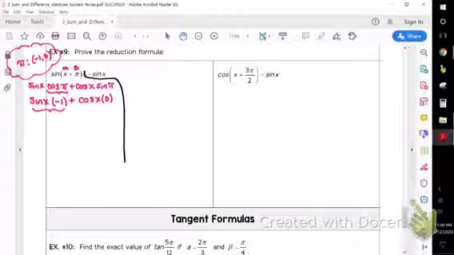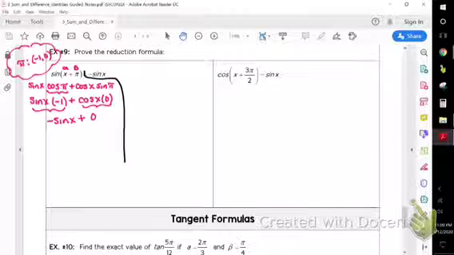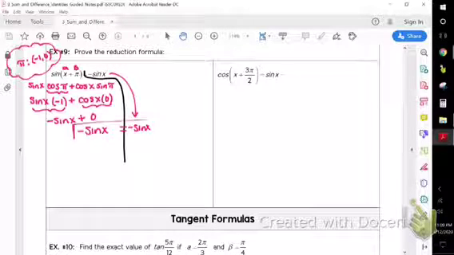So when I multiply these two, sine of x times negative 1 is a negative sine of x, plus cosine of x times 0 is 0. And so when we add them together, we just get negative sine of x, which is what we were wanting to prove that it was equal to. So that's what we had right there. So we are done with this part of the proof.